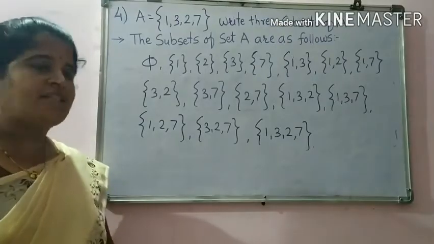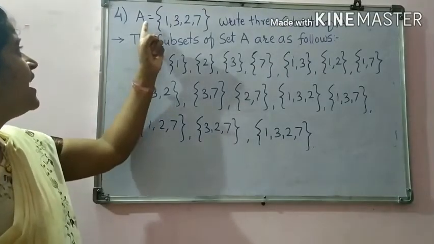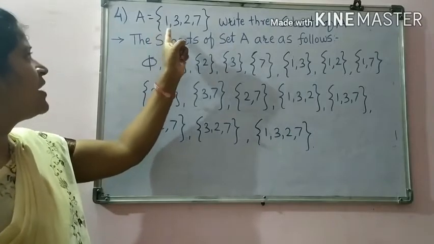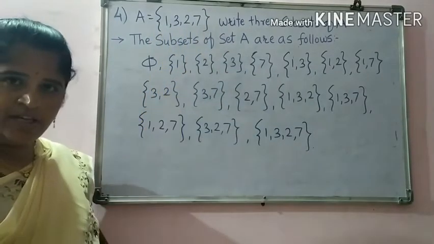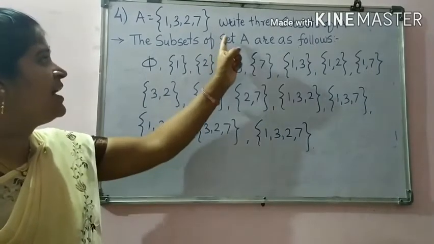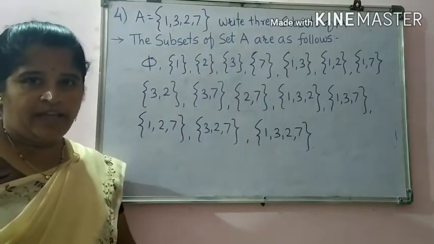Our fourth example is: set A is equal to, in curly brackets, 1, 3, 2, 7, curly bracket close. Write 3 subsets of A.